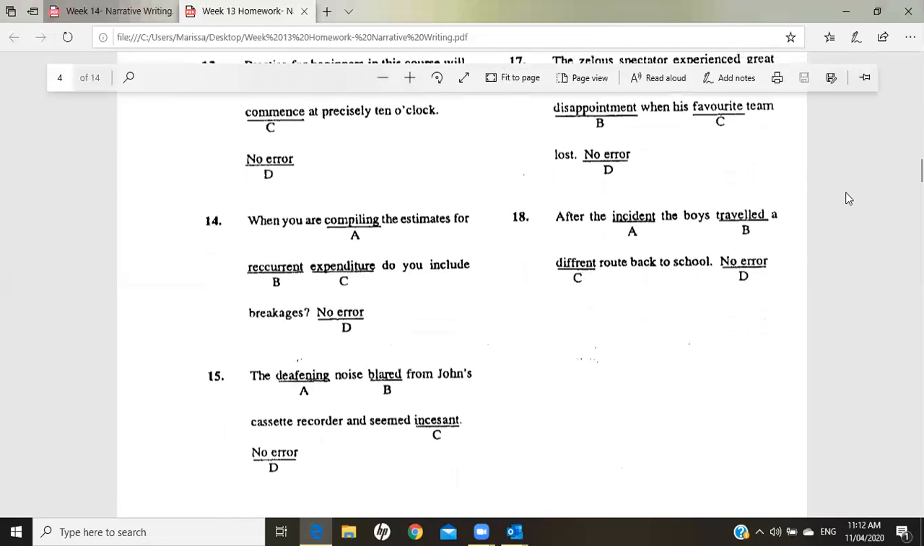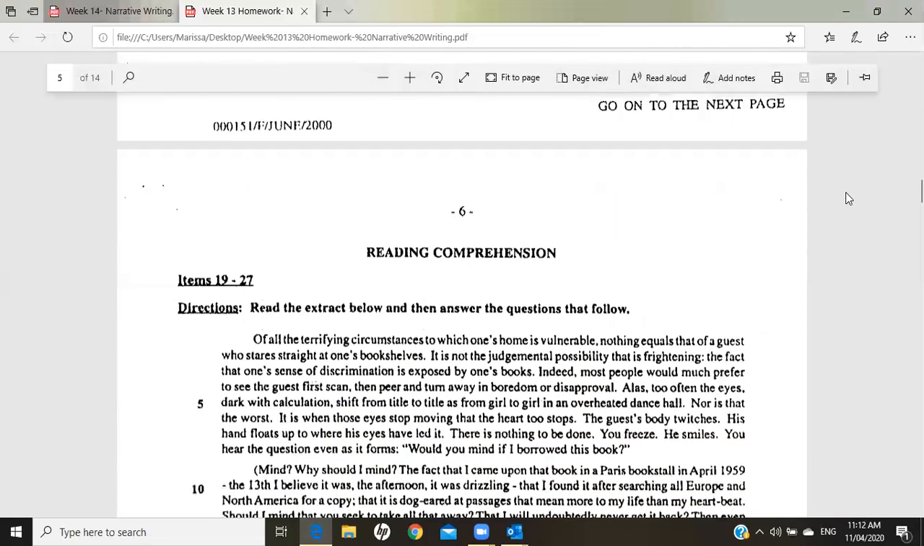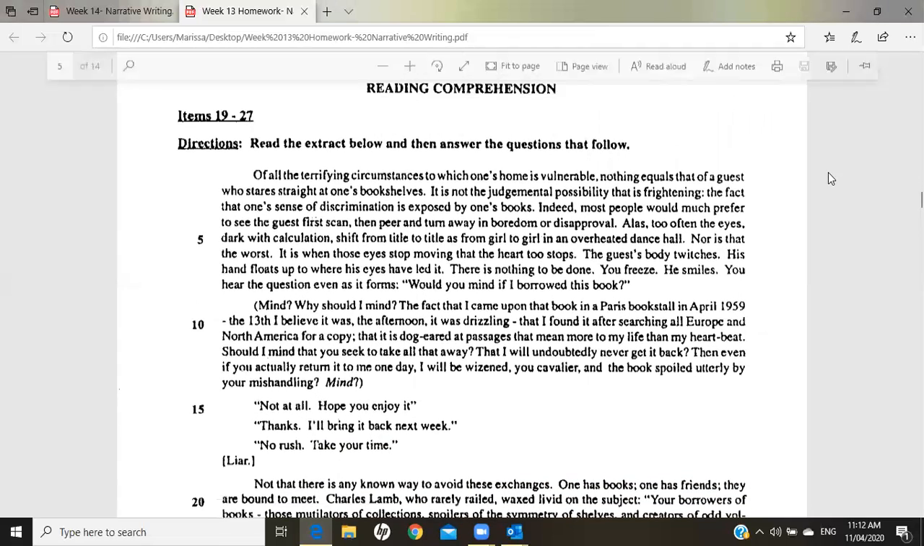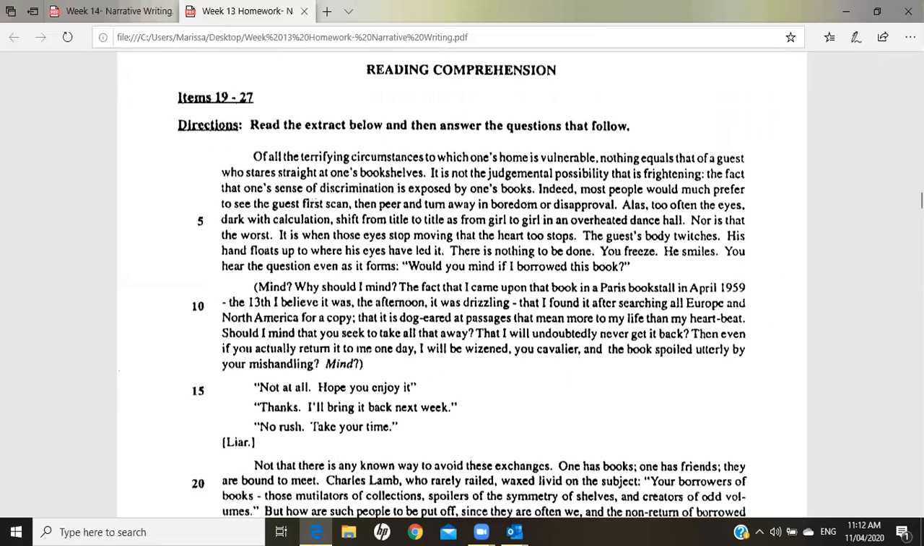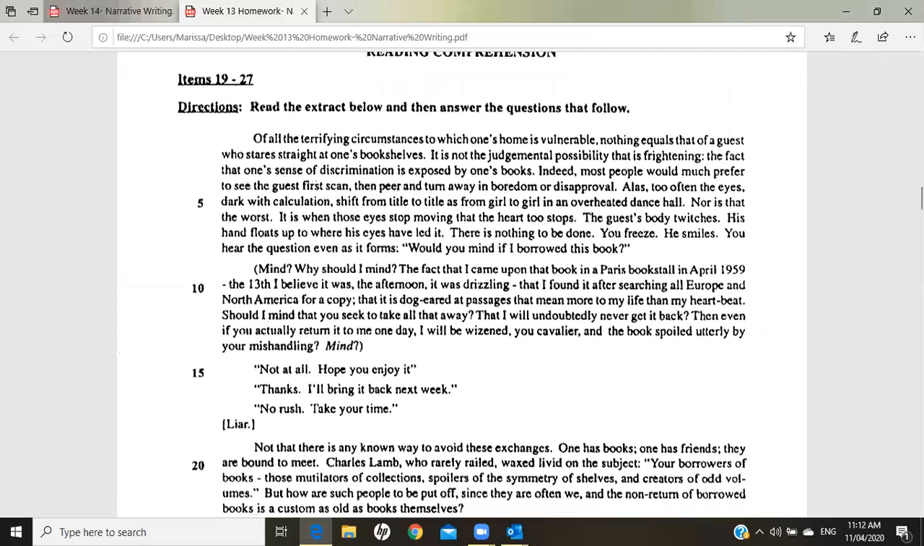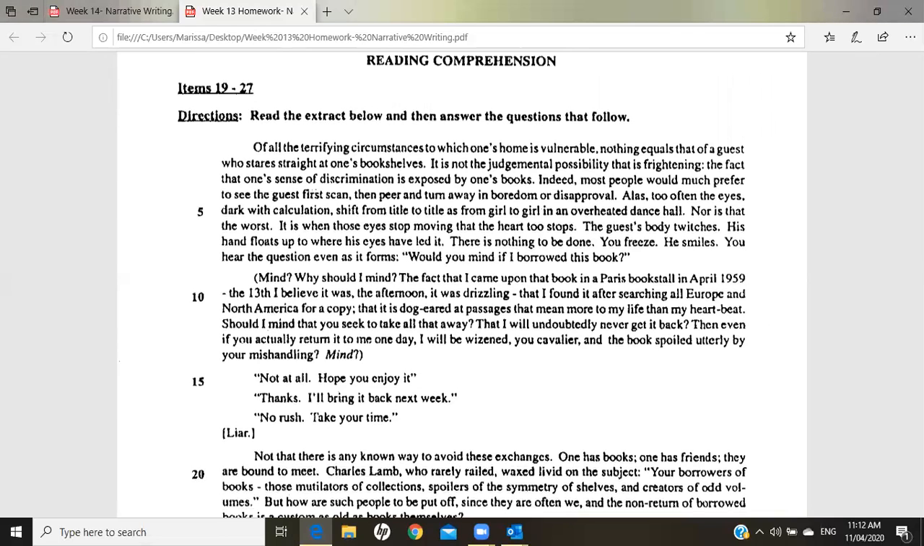Very good. The next section is where we are getting into the first comprehension, which was a passage that we all did before, because this came on your midterm paper last year. I'm not sure if you all remember this passage, but it was about the feeling you get when someone enters your home and stares at your bookshelves and asks to borrow a book. So this story is all about the anticipation and the apprehension you feel towards lending people a book, just because you know the extent to which you went to get that book.